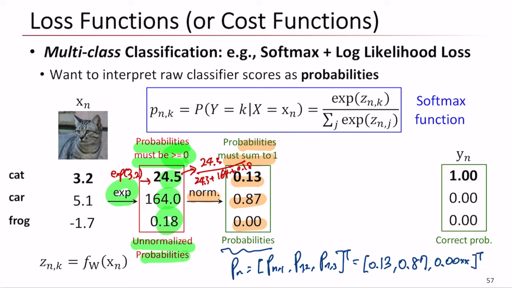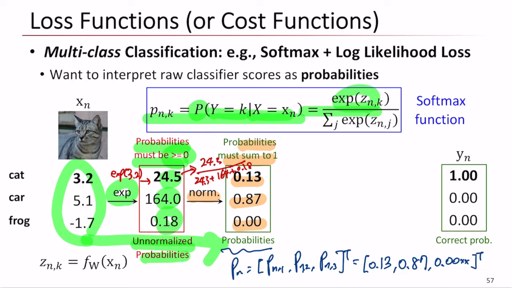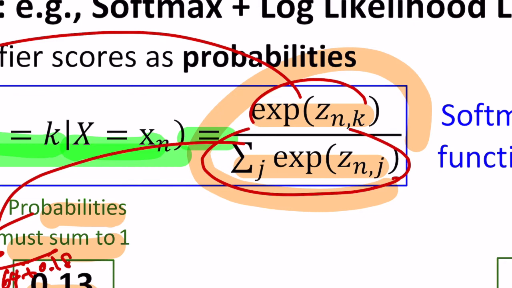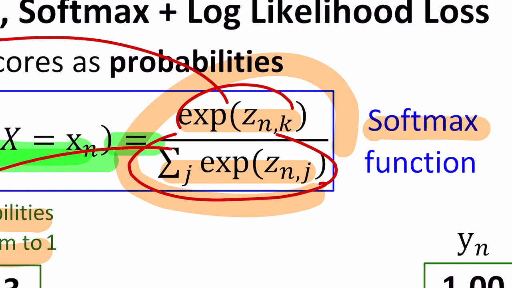So that's it. In general, this kind of process from here to here can be represented by this one. pn,k, the probability y is equal to k given x is equal to xn, is going to be the exponential, and normalization. Then define it like this: exponential of each output of your model, then normalized by the sum. Then this function is called the softmax function. This is the definition of the softmax function.